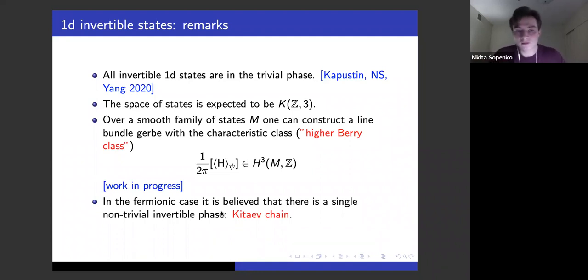I won't be discussing fermions much today, but I'll just mention that in the fermionic case there is actually a non-trivial phase, just the Kitaev chain, and it is believed that these are the only possible choices. But I guess it should be possible to prove it also using our formulas.